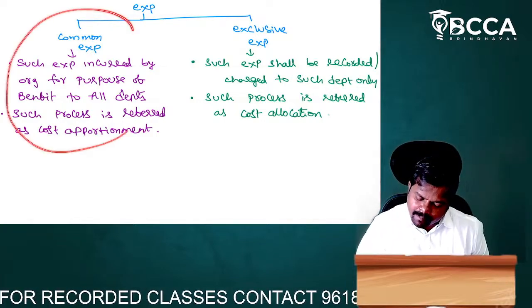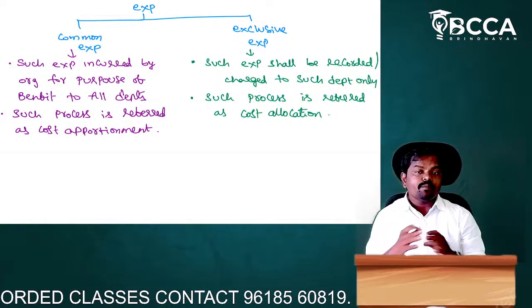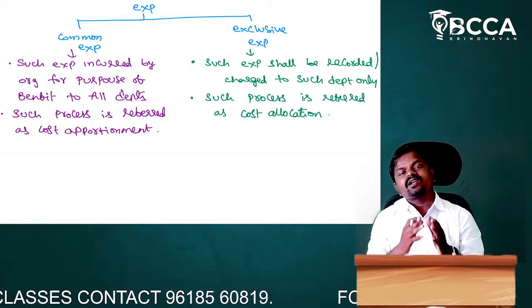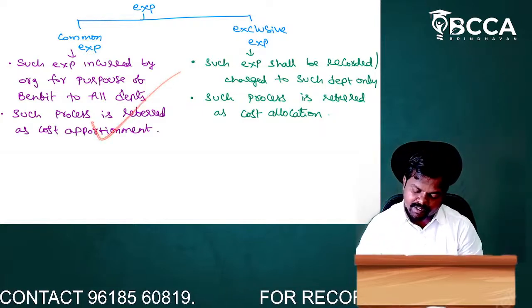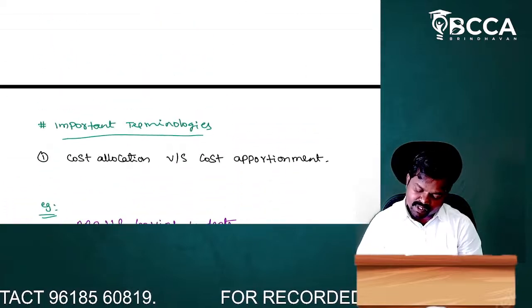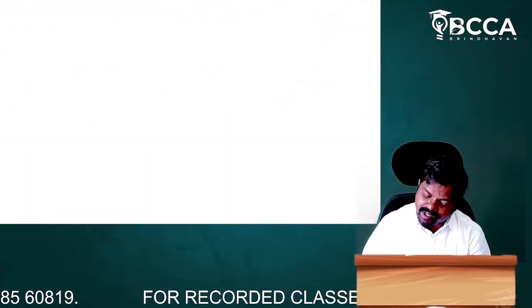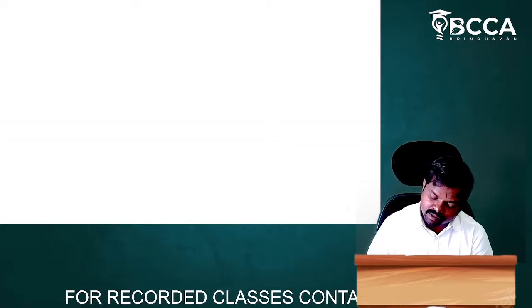Very simple, sir. Common expenditure means such expenditure is incurred and enjoyed by many departments. Exclusive expenditure means such expenditure is incurred only for a particular department. These are important terminologies that shall be used in the overhead chapter.